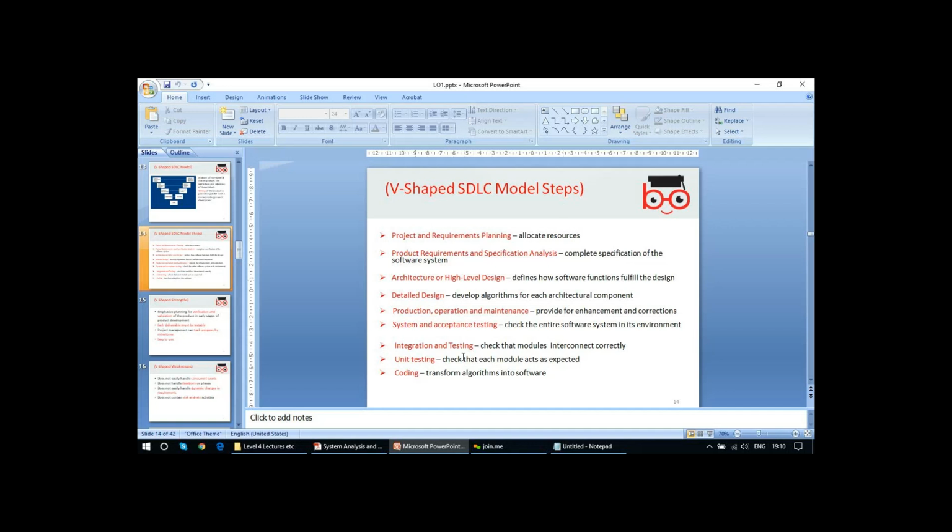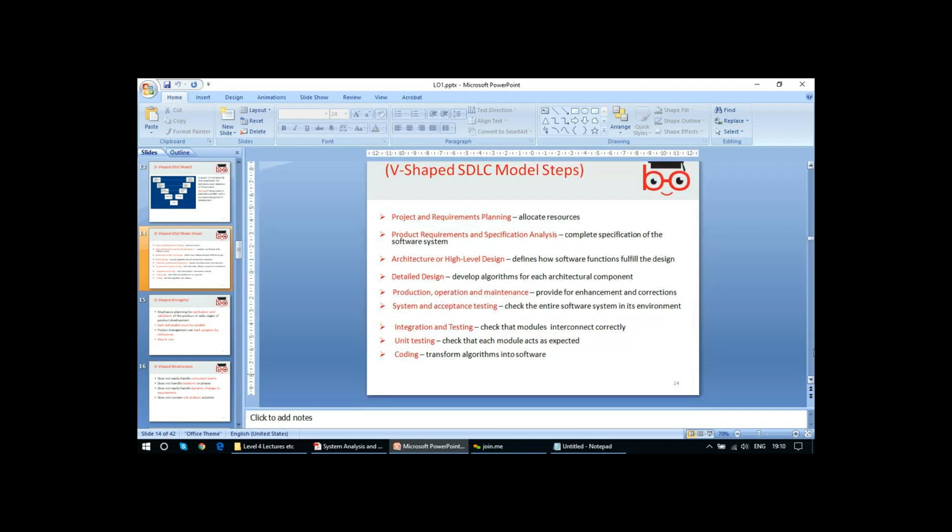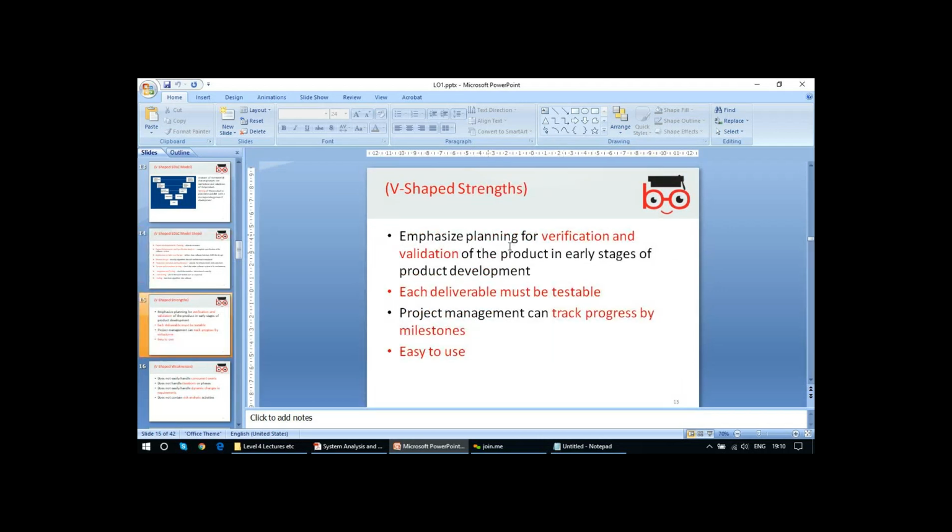The steps I explained, like analysis and design, are well defined. I don't need to repeat the definitions of these steps, because they are the same in every model. Certain strengths are emphasized: planning, and verification and validation in the early stage of development. In the waterfall model, we didn't care whether the system would be verified and validated well or not; you just had to go through the implementation. But this model gave a little touch of verification and validation at every stage.